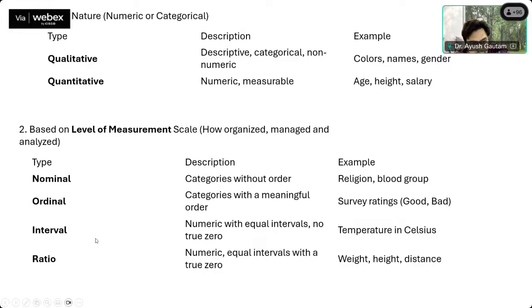Now comes the interval data: numeric with equal intervals, no true zero. And the ratio data: numeric with equal intervals and a true zero. So by looking at this, now you are able to understand what is the difference. No true zero, with a true zero.